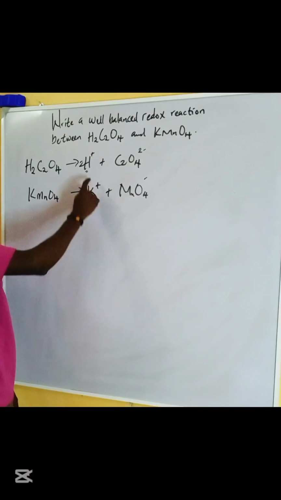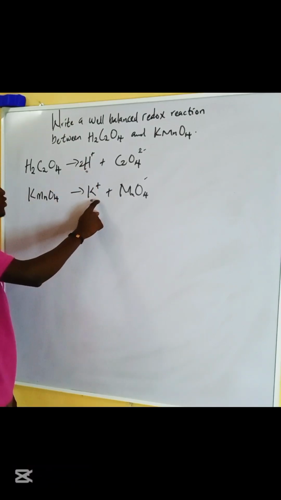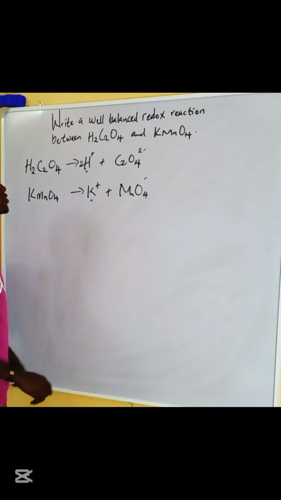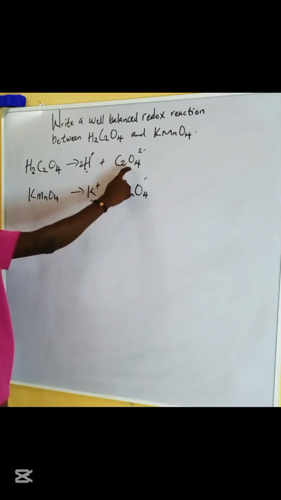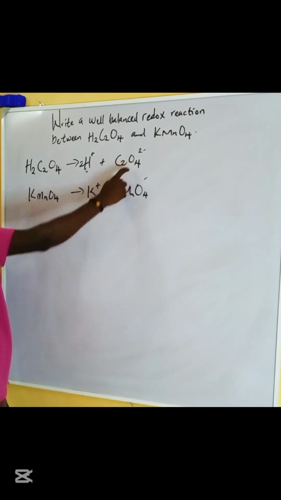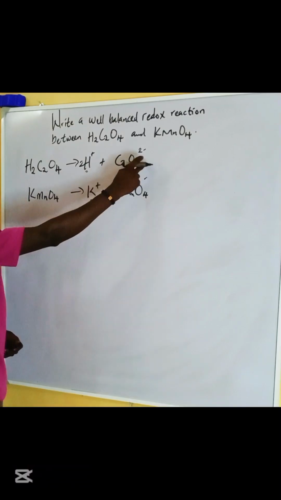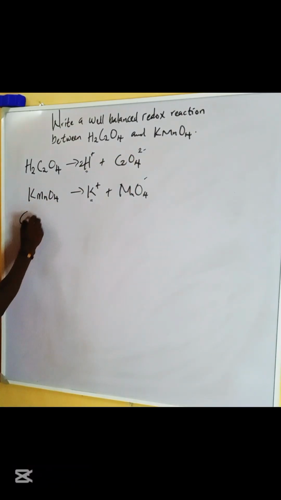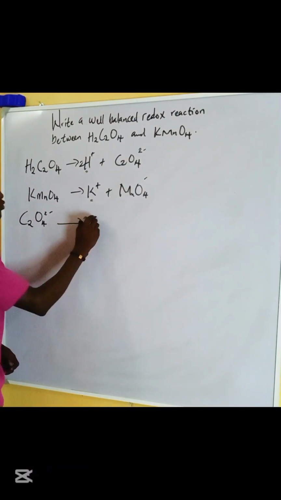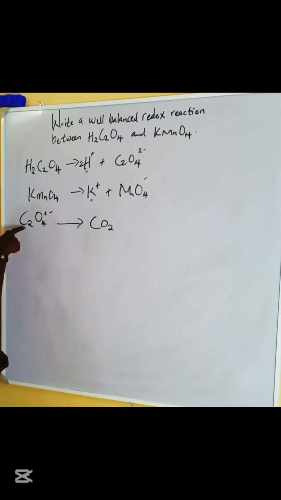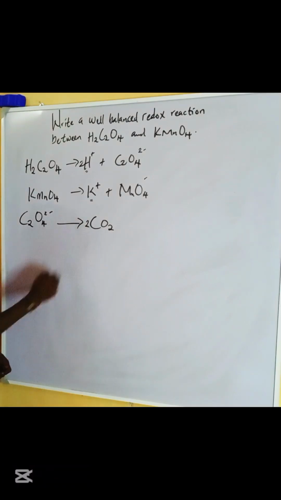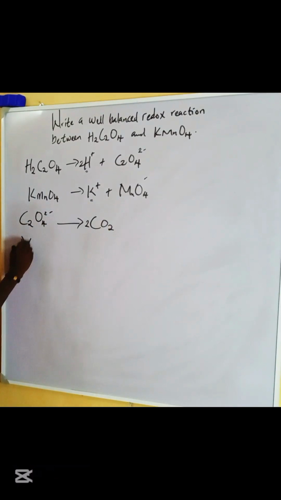Now, like I said, this hydrogen ion and potassium ion are not your concern. Our concern is these two here. Do you understand? So if we are going to write the full equation for this, starting from this, we have C2O4 2 minus. If you dissociate it, you're going to have CO2. But because we have 2 carbon here, we are going to have 2 carbon here.